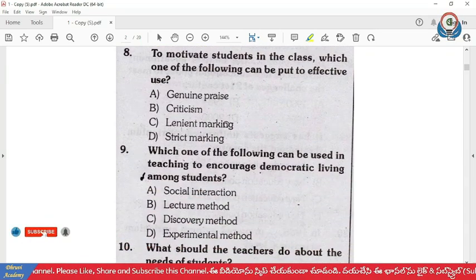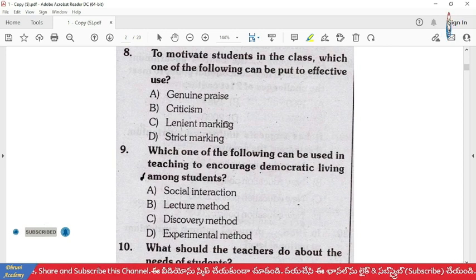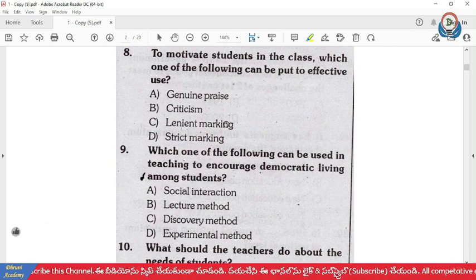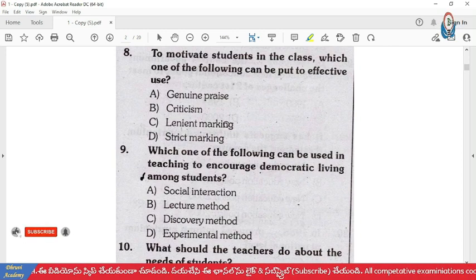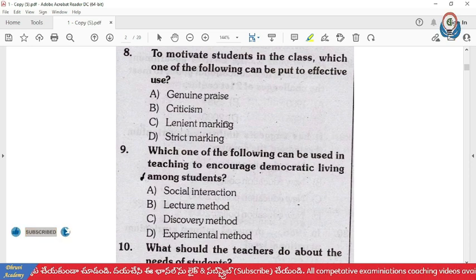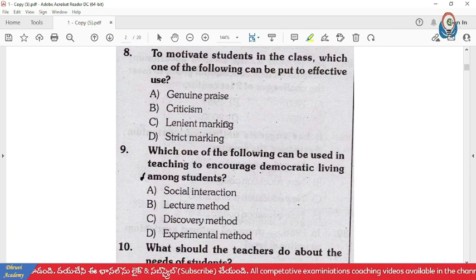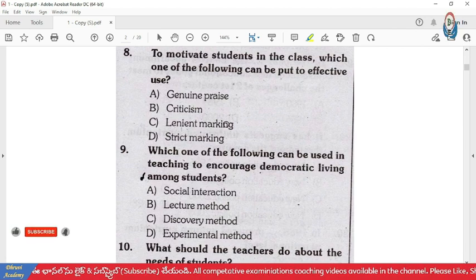To motivate students in the class, which one of the following can be put to effective use? Is it A. genuine praise, or B. criticism, or C. lenient marking, or D. strict marking?